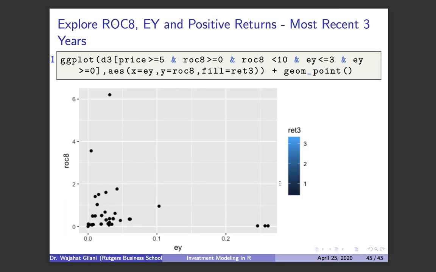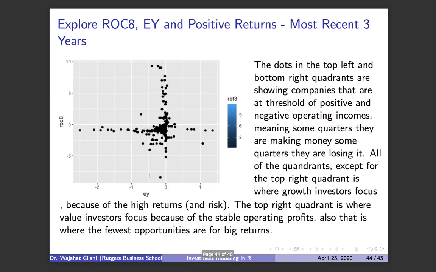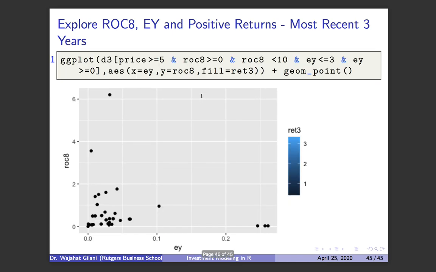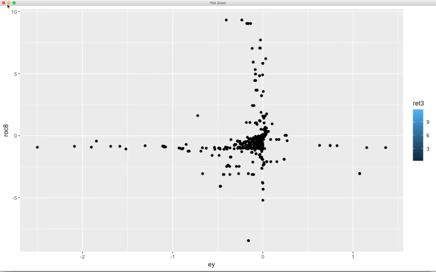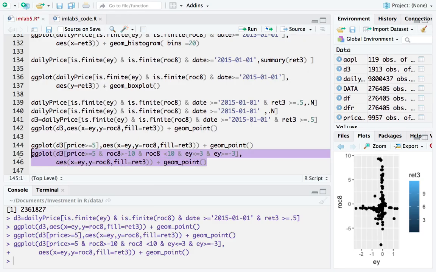All right, let's go ahead and add another filter. Right now, let's just say, you know what? Just let me focus on this one quadrant right here. I want to just focus on this one quadrant. So I'm going to change my filter to say, okay, only the positive ROC8s, only the positive earnings yields. All right. Close this. And I'll take my plot here again from before.